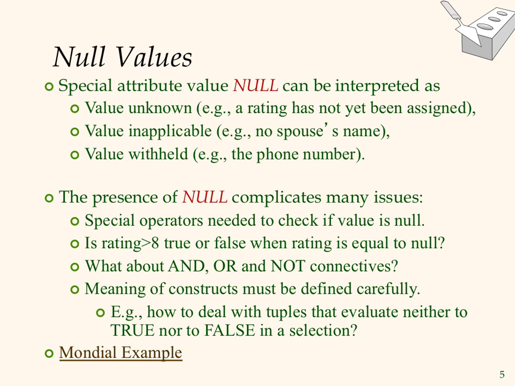A value may also be inapplicable. So suppose we have a field for a spouse's name and the person is not married. Or we have a field for a driver's license ID and the person does not have a driver's license. And finally, we may want to not record the value for privacy reasons. Maybe it's someone's phone number, someone's login, so it may be perfectly applicable, it may even be known, but we just choose not to enter it. We also saw in the Mondial database many examples of null values.